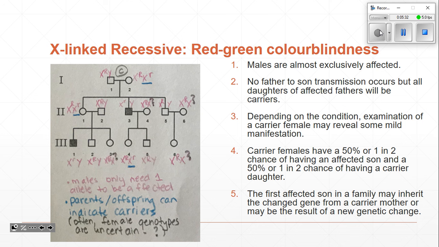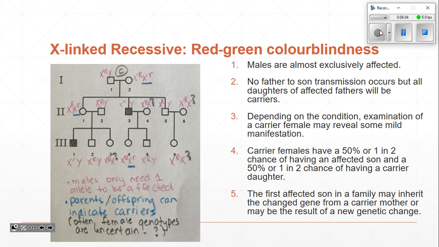For more or less the same reason, person 3-4 was heterozygous as well. This time, I knew that she was heterozygous because her father was colorblind. And so the thing up here says, daughters of affected fathers will be carriers. She has to get an X chromosome from her father, and that's the only X chromosome he has to pass on to her.